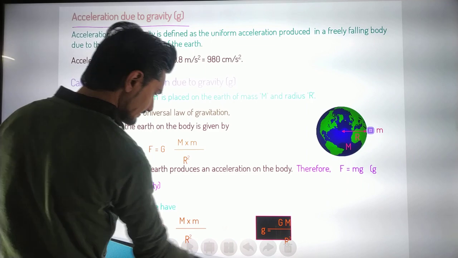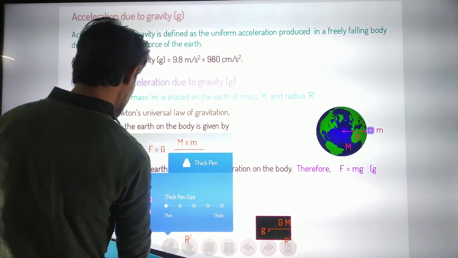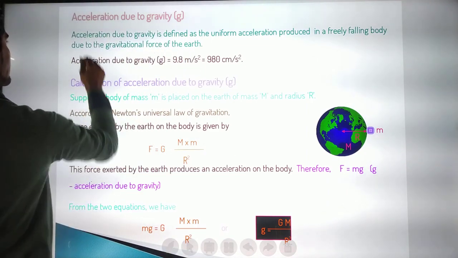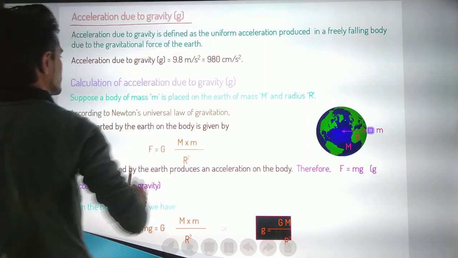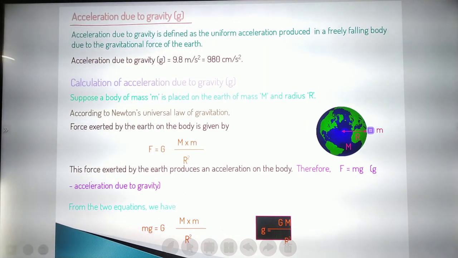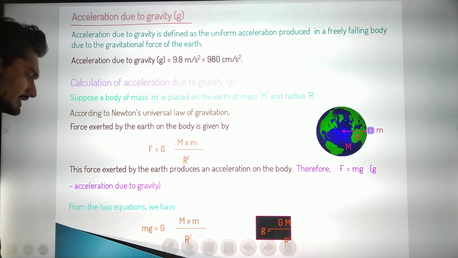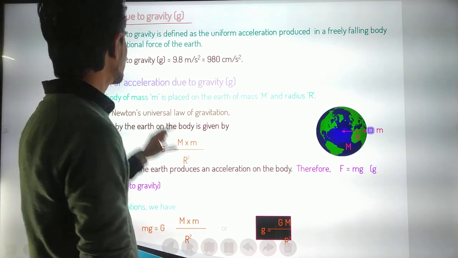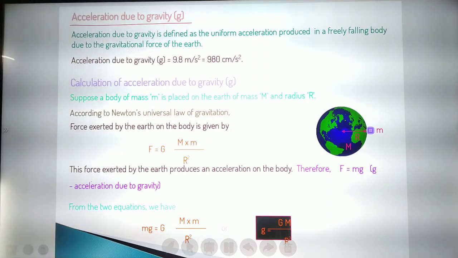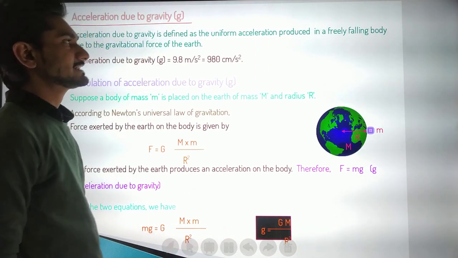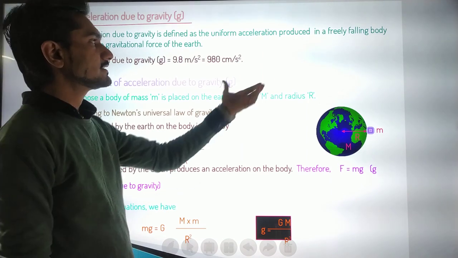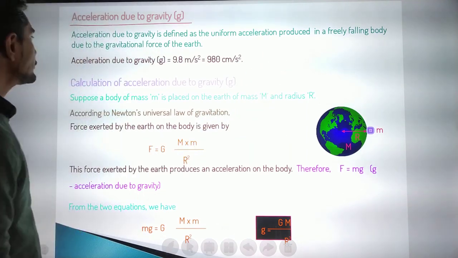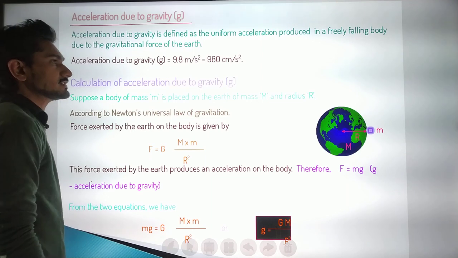Acceleration due to the gravity. Basically, we have studied it in the previous lecture, but in today's lecture, we are going to take acceleration due to the gravity, defined as the uniform acceleration produced in a freely falling body due to the gravitational force of the earth.